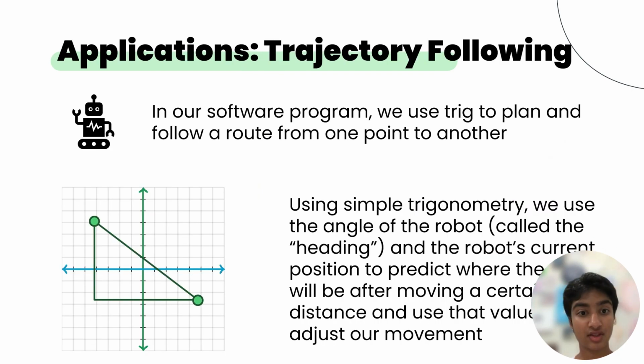Okay, now let's look at another application, trajectory following. In our software program, we use trigonometry to plan and follow a route from one point to another. Using simple trigonometry, we use the angle of the robot, called the heading, and the robot's current position to predict where the robot will be after moving a certain distance. And we use that value to adjust our movement.